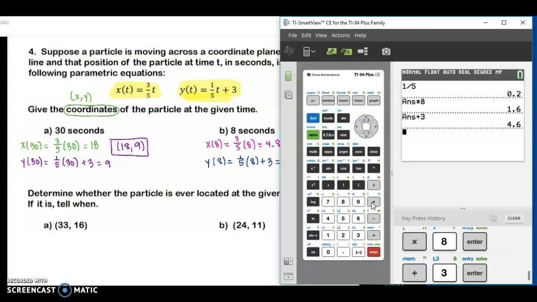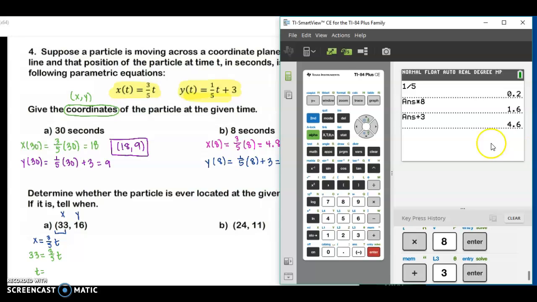Okay, so then it says determine whether the particle is ever located at the given coordinates, and if it is, we want to tell when. So what we want to do here is figure out if this is our x value and this is our y value, does that really work with those parametric equations? I know that x, the equation, is 3/5 t. So I'm going to plug in the x value that we have. The x value that they've given us is 33 equals 3/5 t. So I want to solve for t.